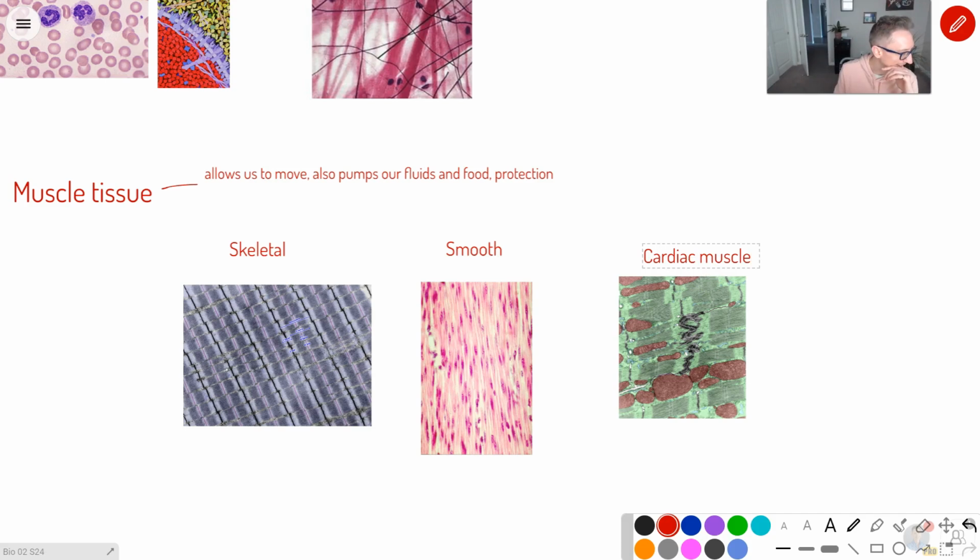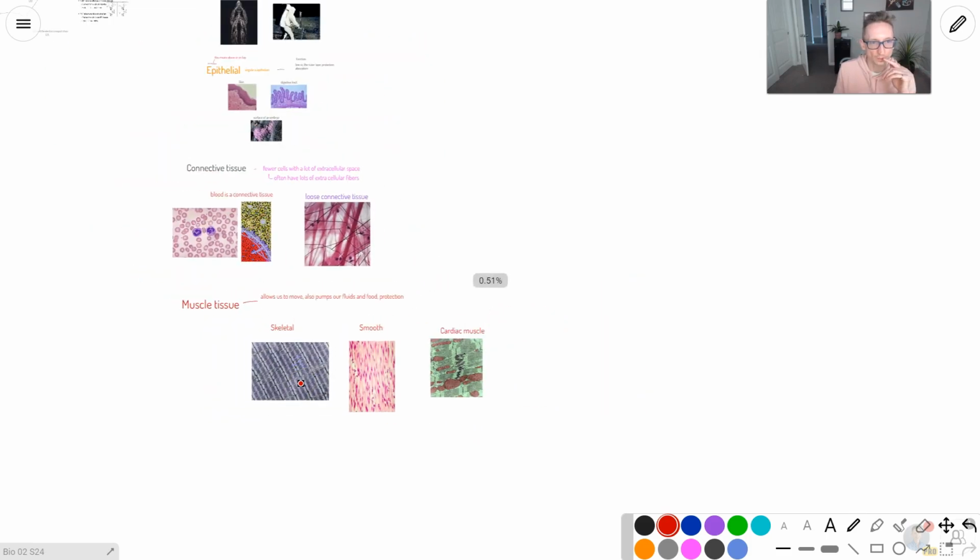And last but not least, we've got nervous tissue. Nervous tissue, we'll make it in blue. Nervous tissue. Nervous. I'm so nervous, bro.